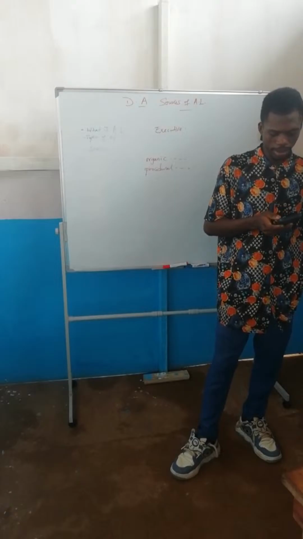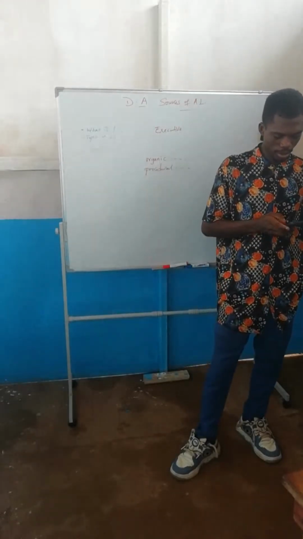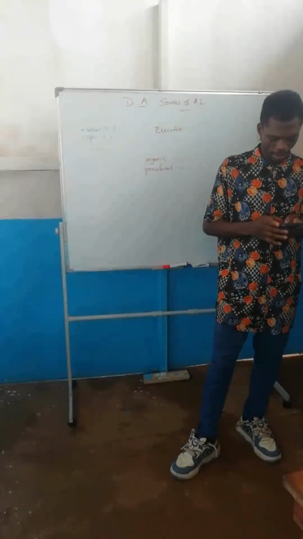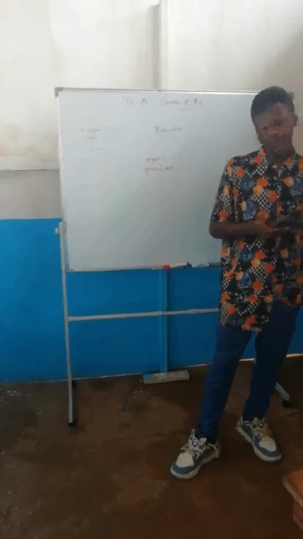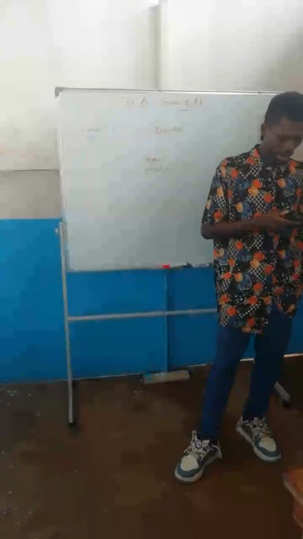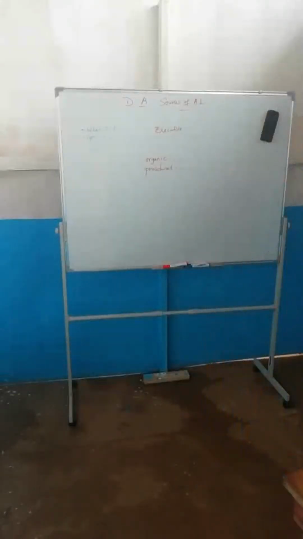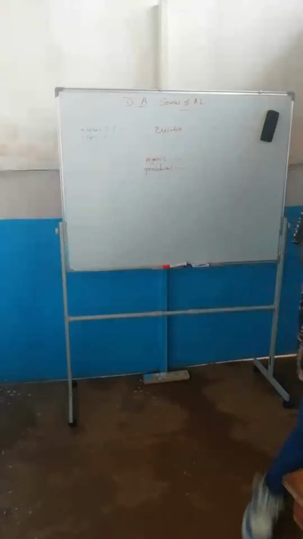Yes, I was talking about the types of administrative law. And what did we say? There are two types of administrative law. We have organic administrative law and we have procedural administrative law. So when we talk of organic administrative law, we are looking at that law that defines the rights and duties of the administration.